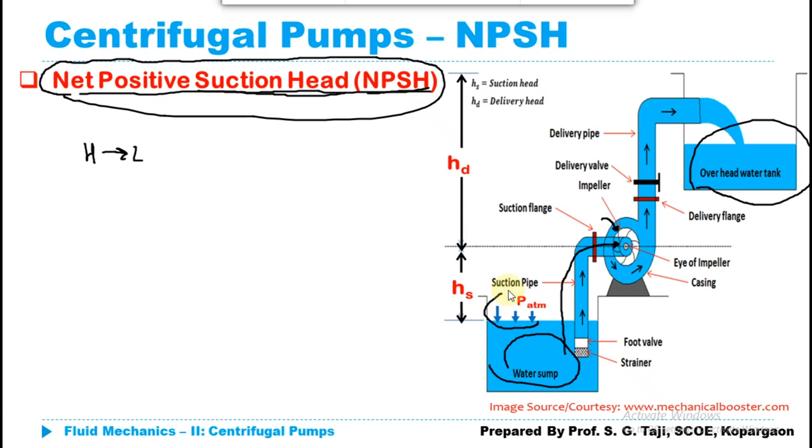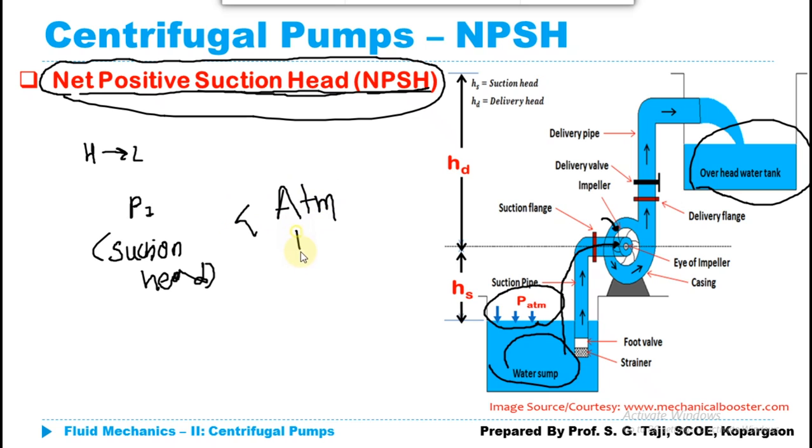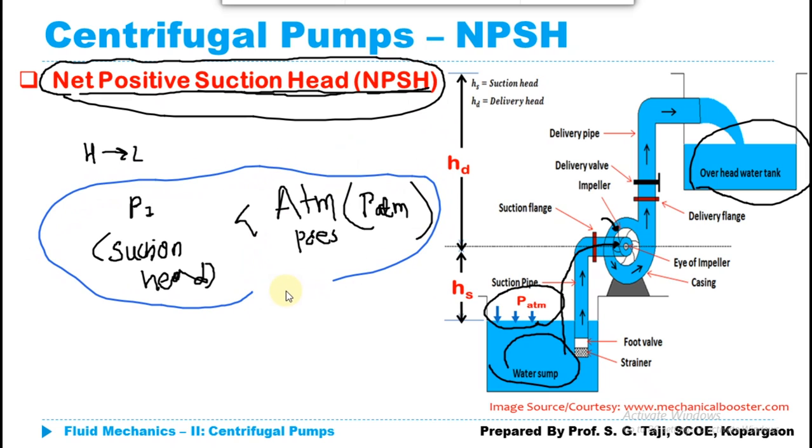Now if the pressure at the water sump is atmospheric pressure, then whatever the pressure at the impeller, which is the suction pressure, I will write here as suction head, should be less than the atmospheric pressure, that is P atmospheric. If this condition is satisfied, then and only then our flow will take place, because if our pressure at the impeller is not less than the pressure at the water sump, that is atmospheric pressure, then there will be no flow through this suction pipe.